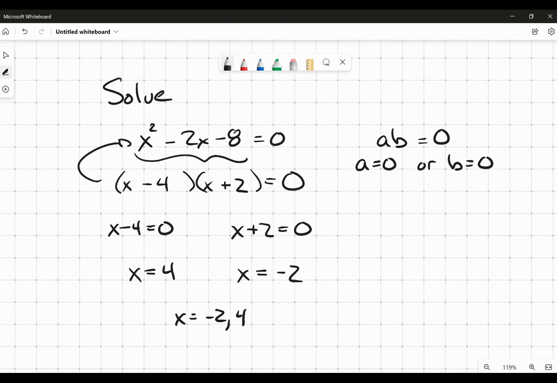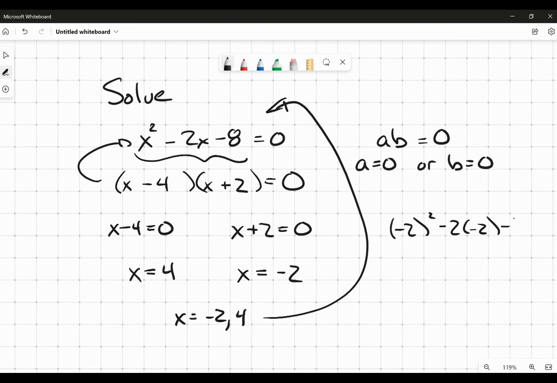You can check it if you want, simply by taking those two numbers and plugging them back into the original expression and seeing if you get 0. Is -2 squared minus 2 times -2 minus 8 equal to 0? Yes, it is, because you're going to get 4 plus 4 minus 8, which equals 0. Yep, that works. Is 4 squared minus 2 times 4 minus 8 equal to 0? Yes, it is, because you're going to get 16 minus 8 minus 8. And so those both work.